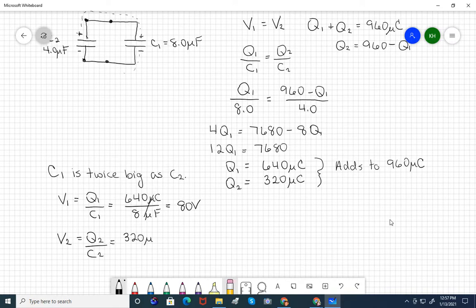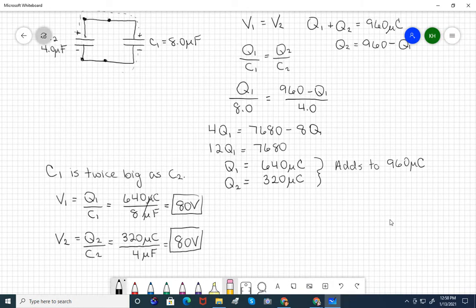320 microcoulombs over 4 microfarads is also 80 volts. Well, that makes perfect sense. Remember, our premise at the very beginning is these two have to have the same voltage across them. The voltage difference from here to here has to be the same for both of them. It wouldn't make sense. It's like thinking of height.